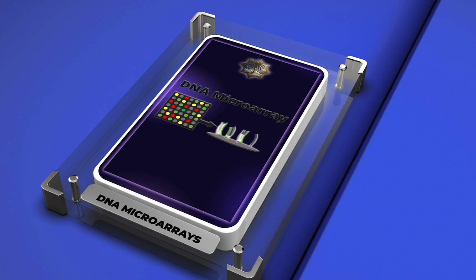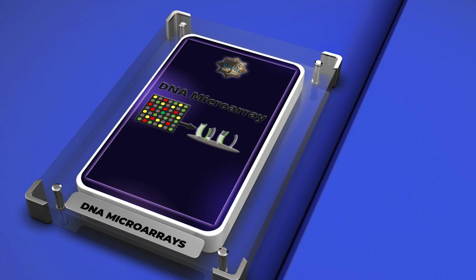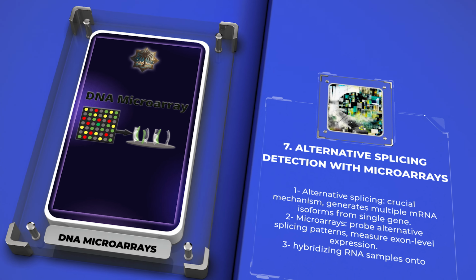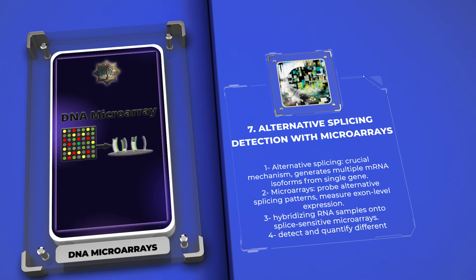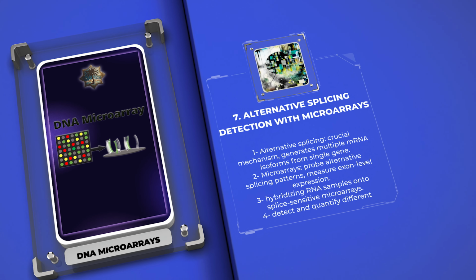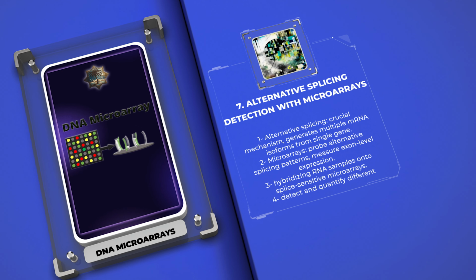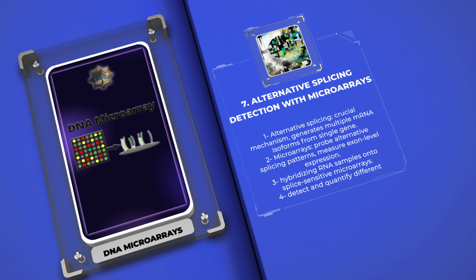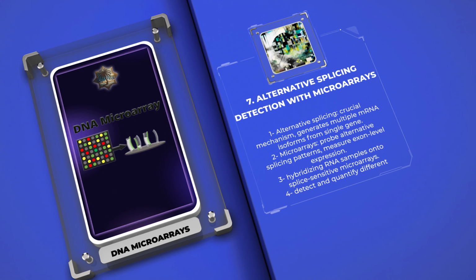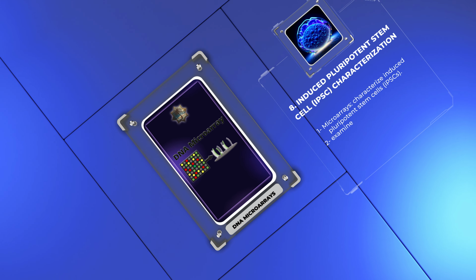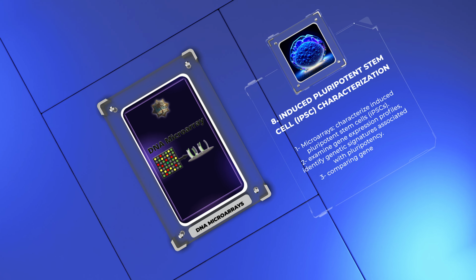Alternative splicing is a crucial mechanism that generates multiple mRNA isoforms from a single gene. Microarrays can be utilized to probe alternative splicing patterns by measuring exon-level expression. By hybridizing RNA samples onto splice-sensitive microarrays, we can detect and quantify different isoforms, providing insights into gene regulation and potential disease-associated splicing events.